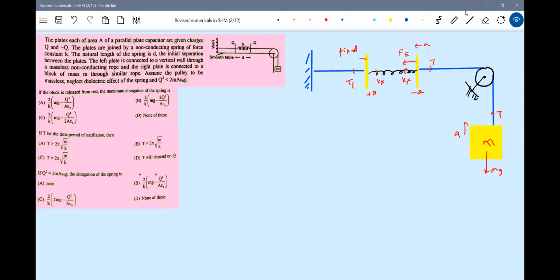It's asking the maximum elongation of the spring. So how does the spring get elongated? Only when the block has descended by a distance x. So the decrease in gravitational potential energy is equal to the work done by the spring force plus the work done by the attractive force between the plates. This sentence is very important.